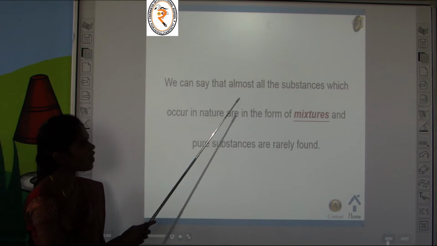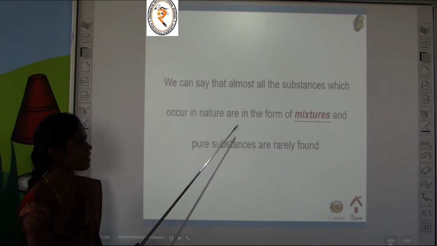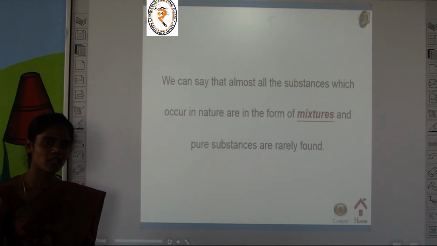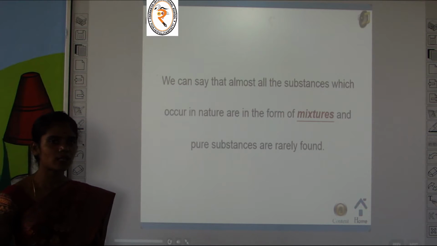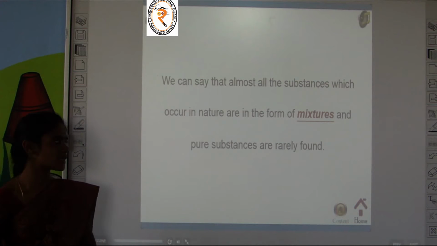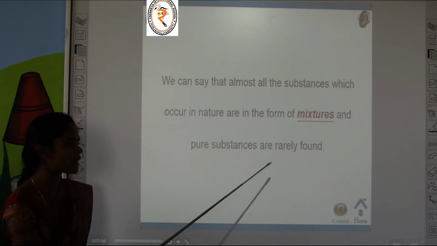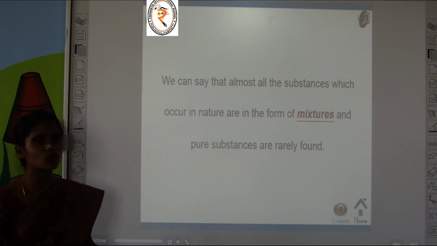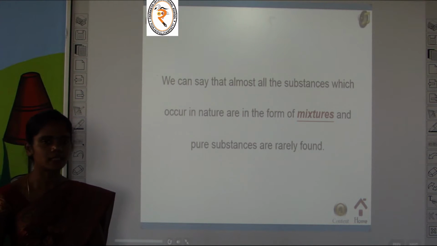We can say that almost all the substances which occur in nature are in the form of mixtures. What is called a mixture? It contains one or more substances. If one or more substances are mixed together, that is called a mixture. For example, take water and add some sugar or salt. Then it is called a mixture. Pure substances are rarely found. In general, no pure substances are found in the earth. It is in the form of mixtures. What is called a mixture? It contains more than one substance.